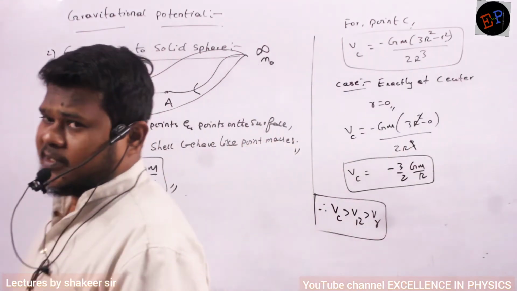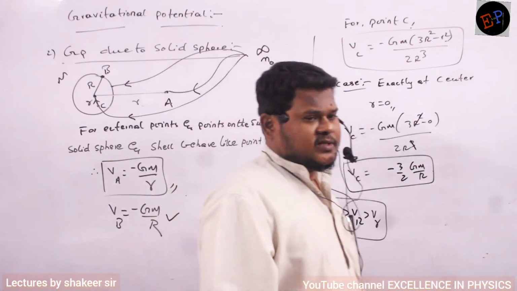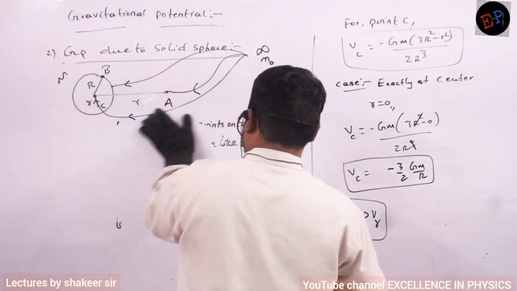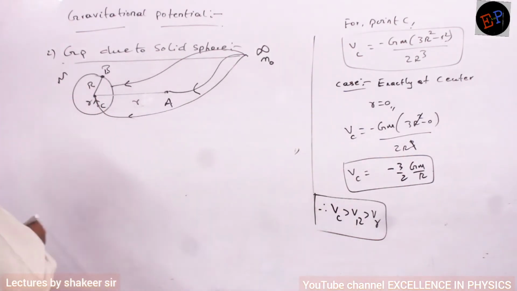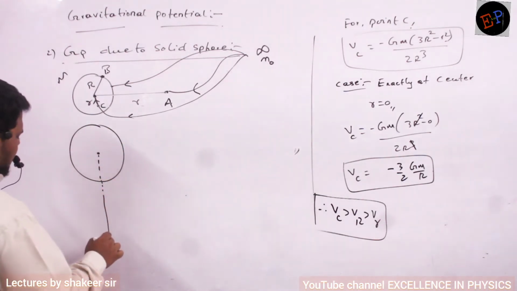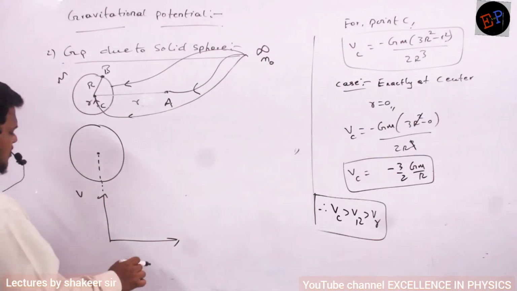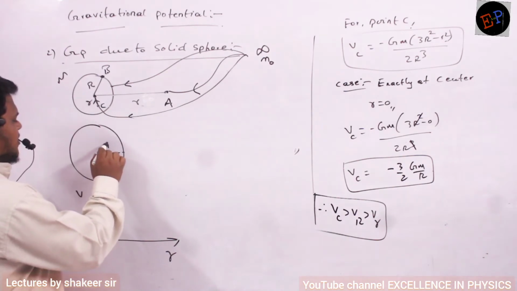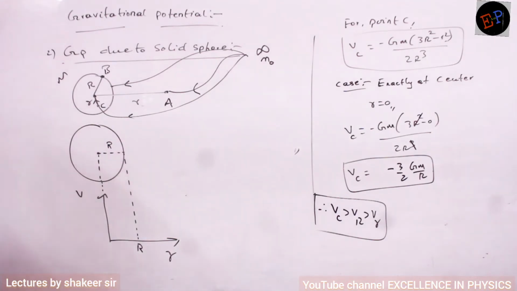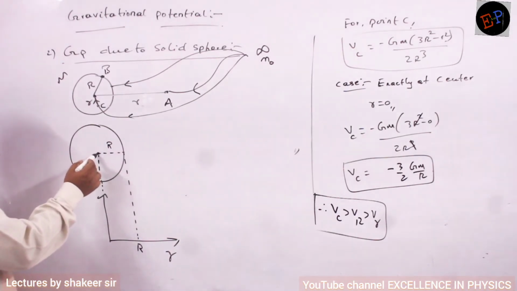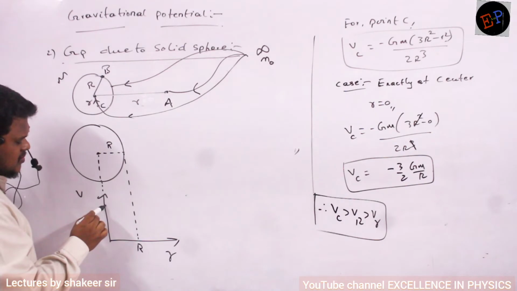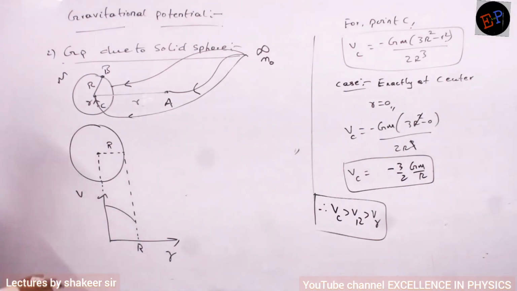Similarly, if I draw a graphical structure, a graph of how potential varies with respect to distance, then the graph will be somewhat like this. Clear? So this is a solid sphere, center of the sphere, and this is a graph of potential versus r. And this is a point capital R. So this is a position where small r will be equal to capital R. So at the center potential is maximum, and when coming to the surface, potential slightly decreases. So therefore the graph will be like this. Understand?